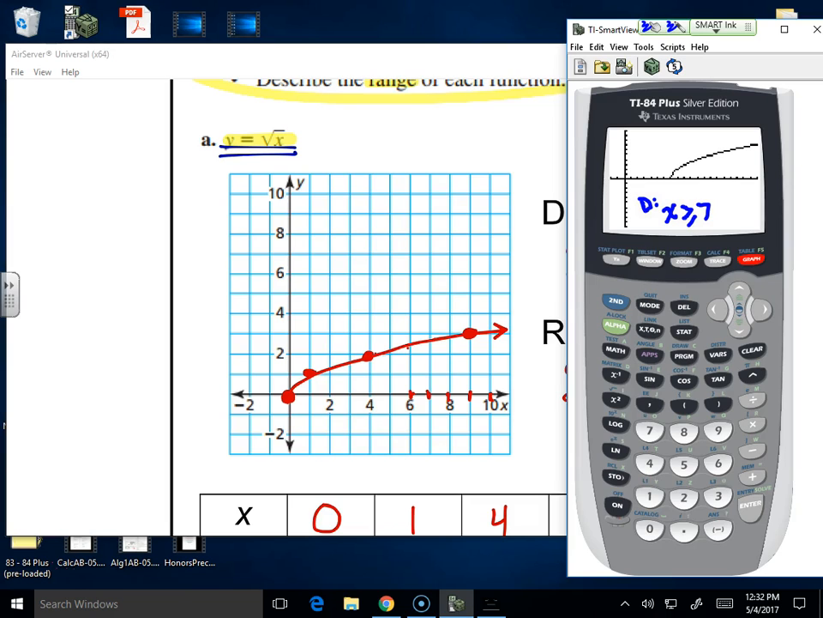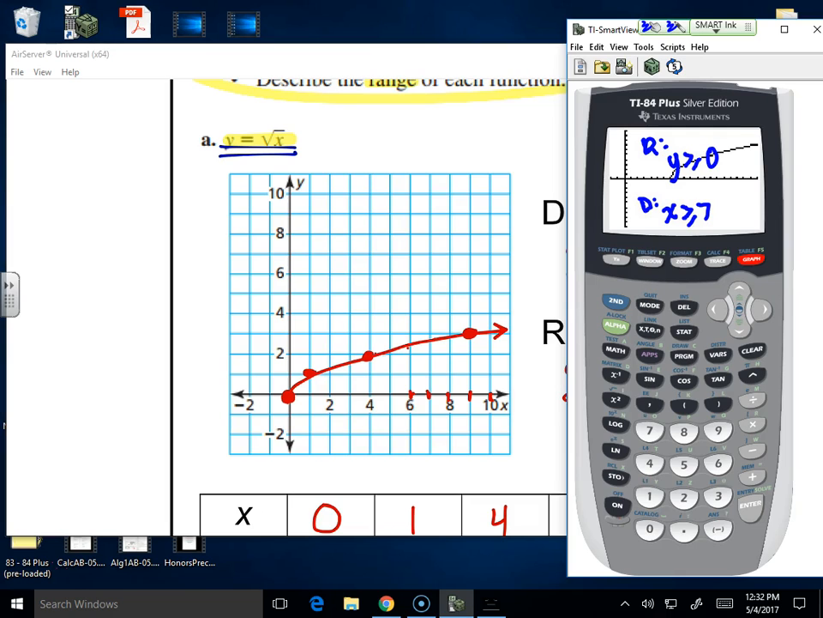Yeah, it's still 0, and then it's going to go above 0. So the y's are 0 or above 0. So the domain changed, but the range did not. Now I'm kind of running out of room, so let me put it up here. The range is going to be y is greater than or equal to 0.